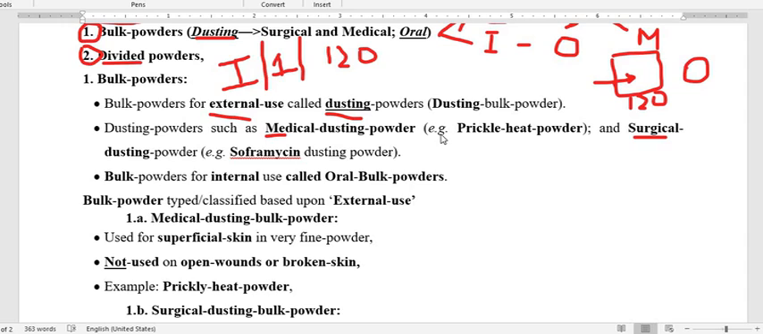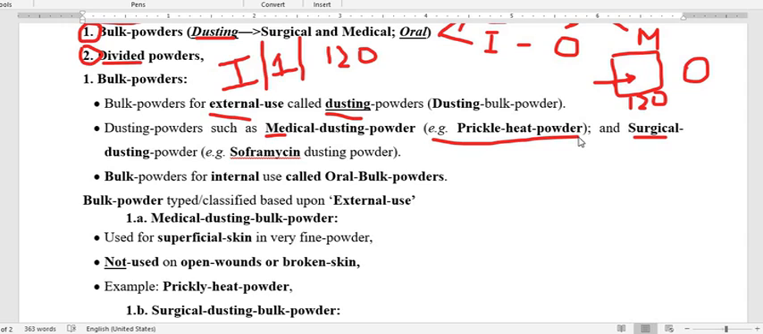The medical dusting powder is used externally, but it should not be applied over the wound or body cavities, and the example is prickle heat powder. The powder that is used for ghamori is called prickle heat powder. And next is the surgical powder.